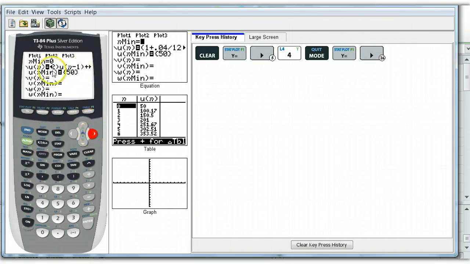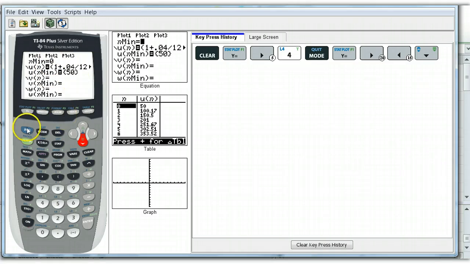And then what are we going to do after we apply that rate? Well, we're going to add in $50. And so that's the formula that we're going to have for u of n. So this means a term is equal to the growth factor times the previous term. That's what u of n minus 1 is. And then we're going to add 50 at the end. And then my starting value at time 0, that's what n-min is. U of 0 is going to be 50.